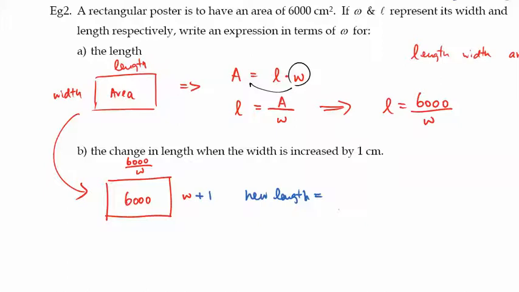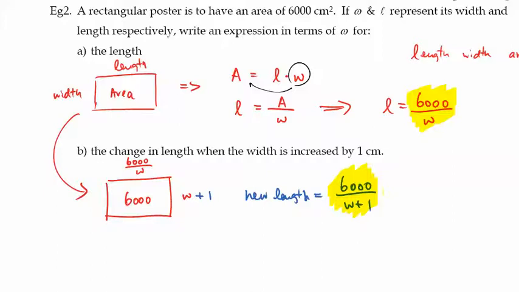But to calculate the length of your rectangle, it will still be area divided by width. Area divided by the new width. And that means the change in length can now be expressed by using the length from part A and the length from part B.